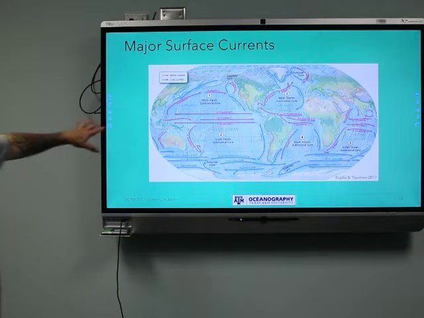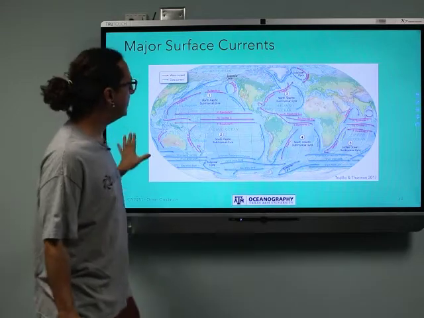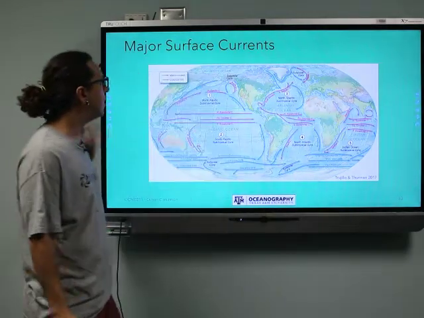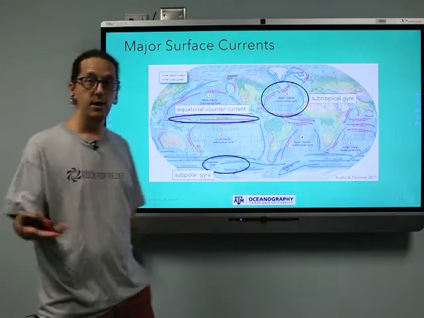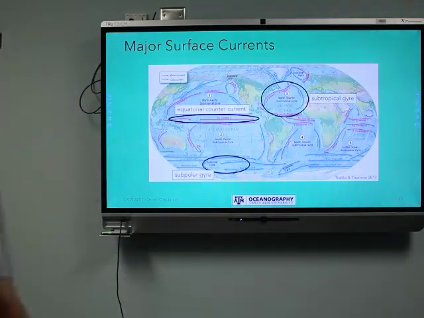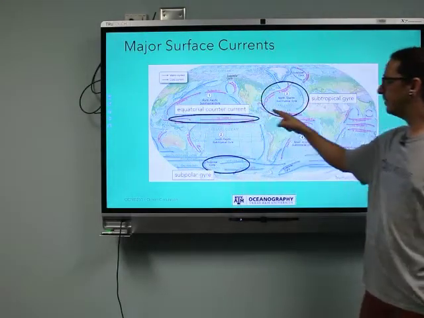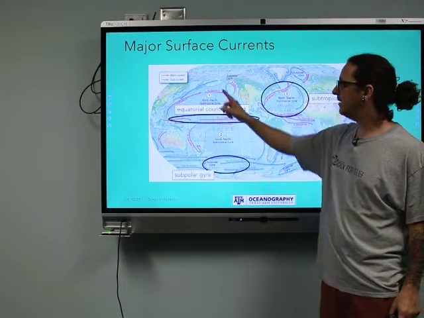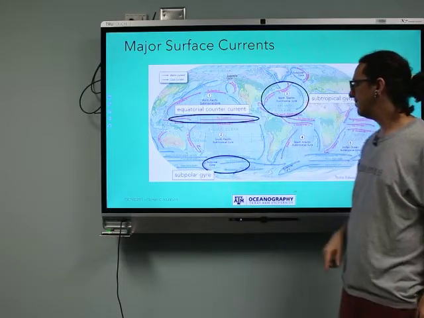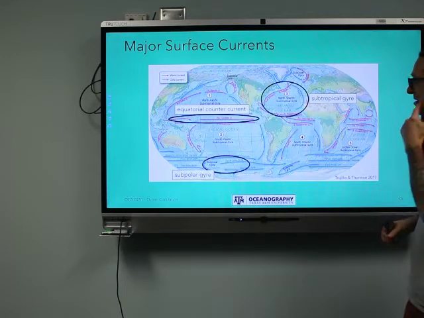This is also a figure from your book. As you're seeing it in the video, it's probably not super clear since there's a lot going on here. What I want to point out are the major current types in this figure. So we have our subtropical gyres. These are actually numbered in this particular figure. There's 5 of them. Remember I mentioned 5: North Pacific, South Pacific, North Atlantic, South Atlantic, and Indian subtropical gyres.